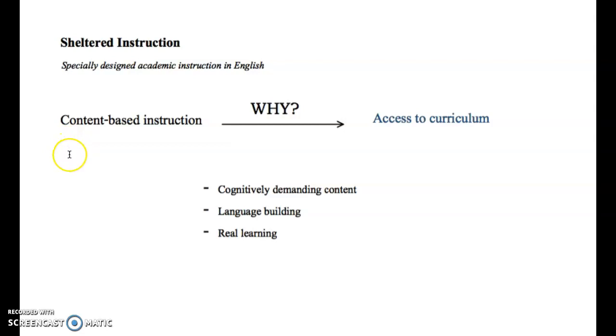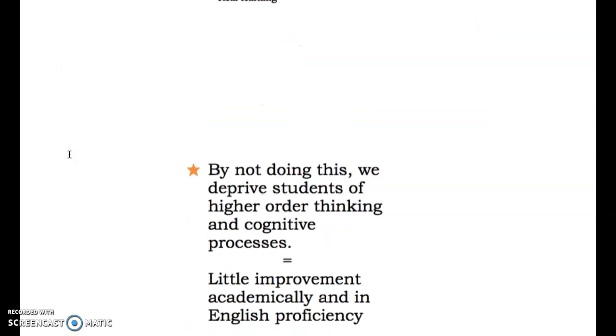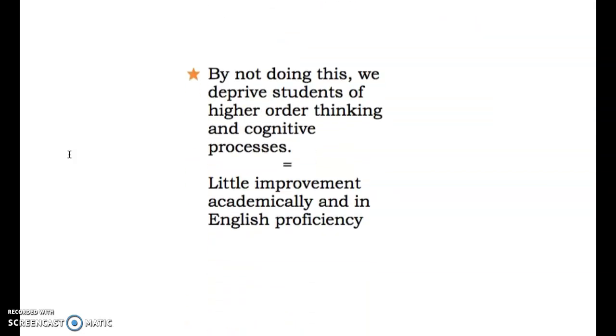But by making the instruction content-based, as you help them learn English, you're doing both at the same time, and the student receives what they need for both things. So I wrote this: by not doing this, we deprive students of higher order thinking and cognitive processes, which result in little improvement academically and in English proficiency. So really, we see that not doing content-based instruction is a disservice to students, and this is adapted from Zoraida Hammond's book, which we are concurrently reading.